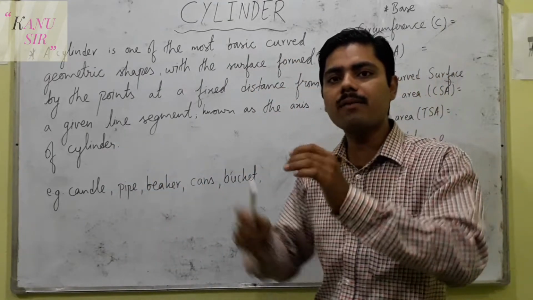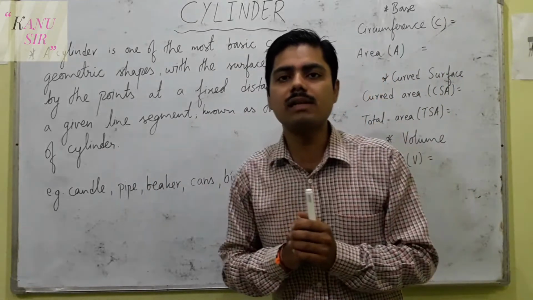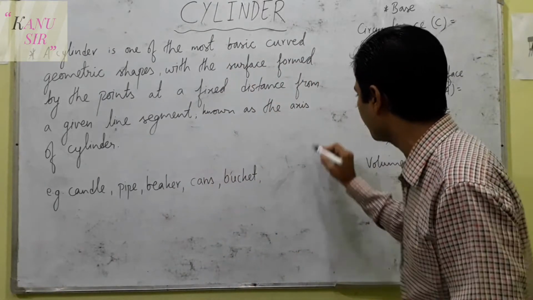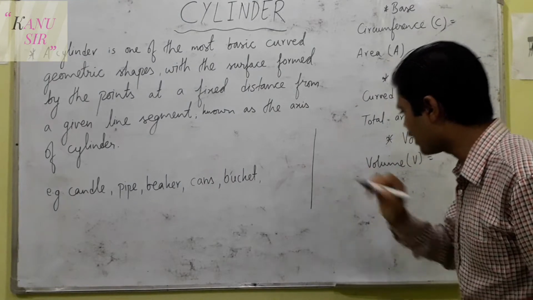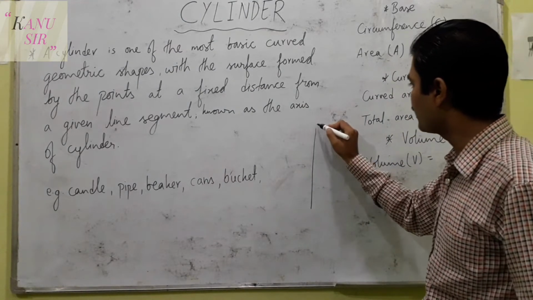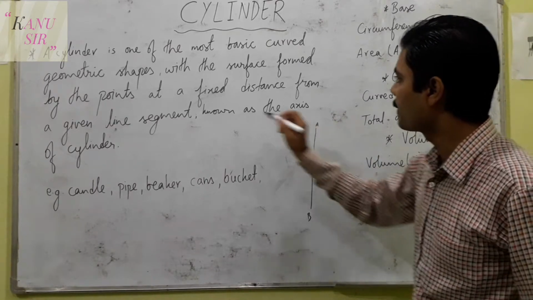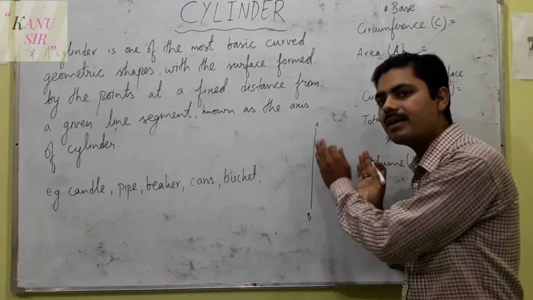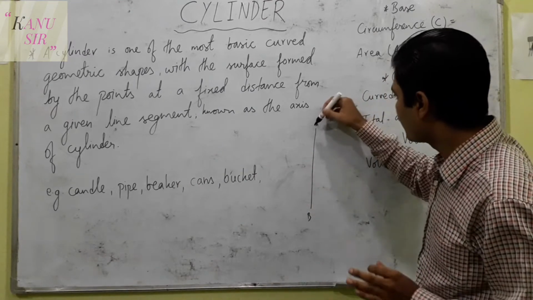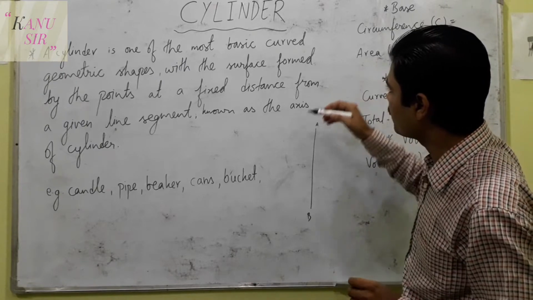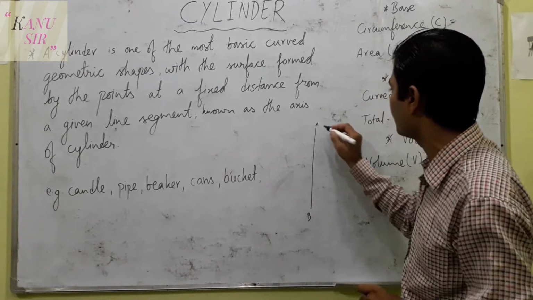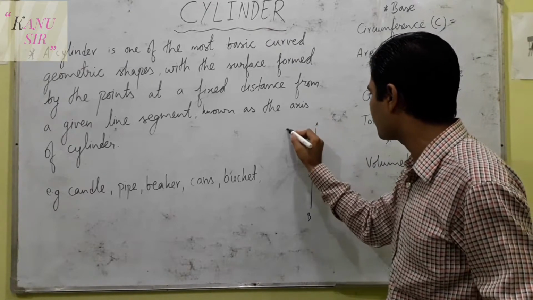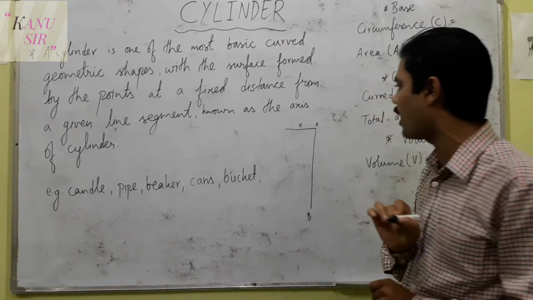There is a line segment exactly in the middle of a cylinder. We have to imagine a line segment exactly in the middle of a cylinder. Let us imagine that line is AB, and that is known as the axis of the cylinder. There is a point P, which is always at a fixed distance from the line segment, that is R.